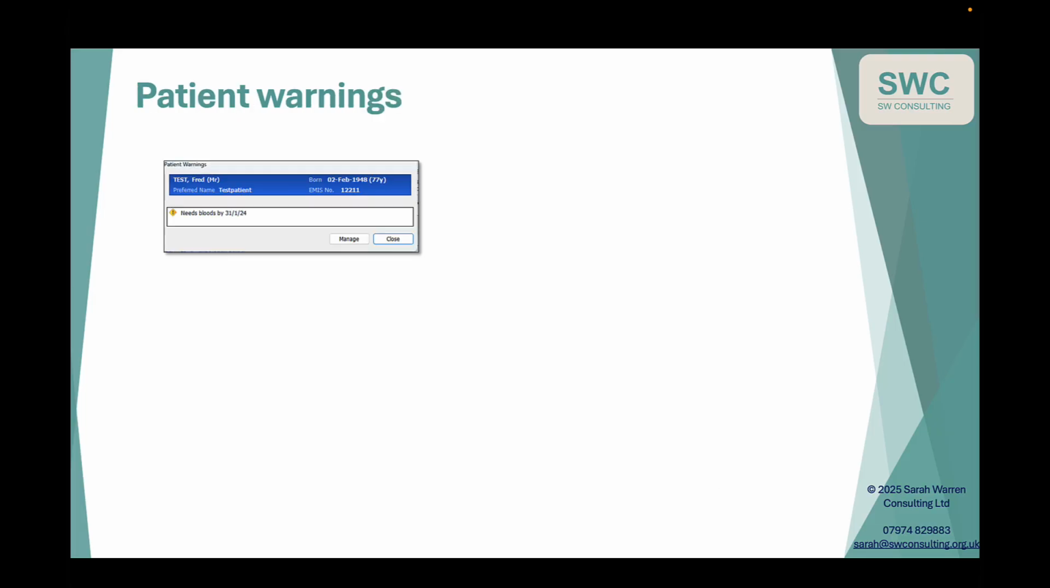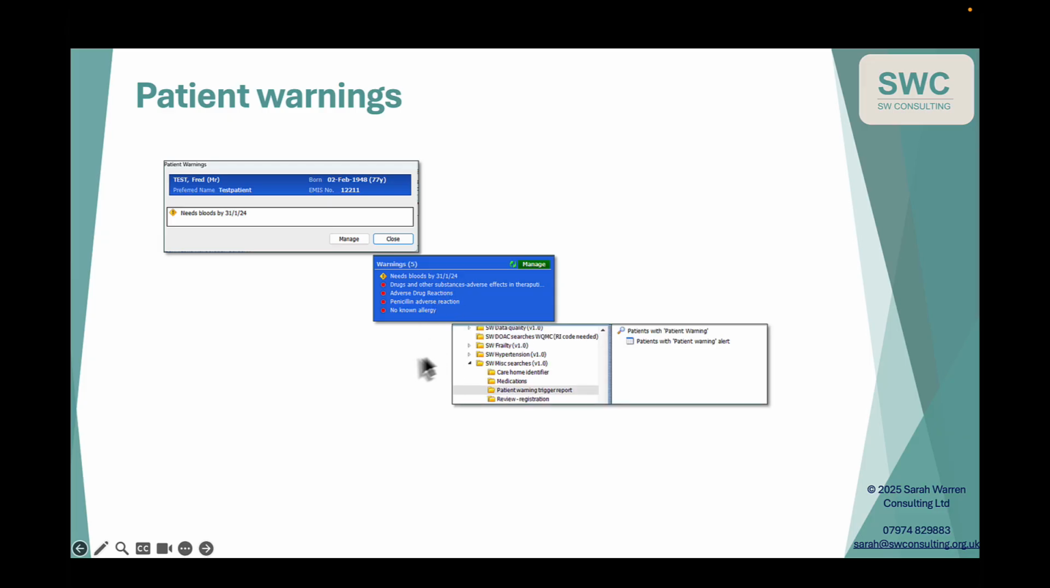So patient warnings, these are the alerts. These are the ones that pop up in the middle of the screen that you have put in there as an organisation. So for example, this is a good example of one that's been there a long time, it's out of date, needs bloods by 31st of January 24. You can see here, this is on the Précis bar. When you expand the Précis bar, you can see what's there. And you can manage those.